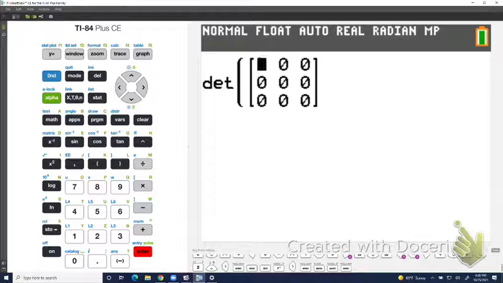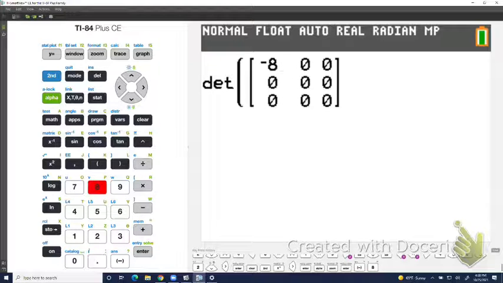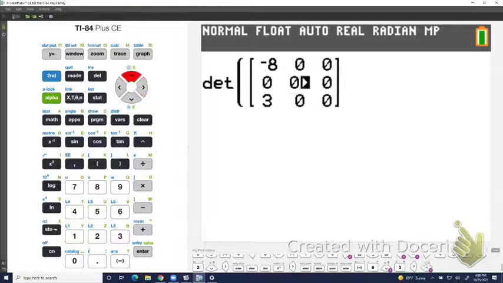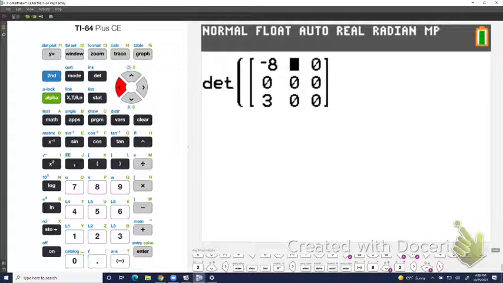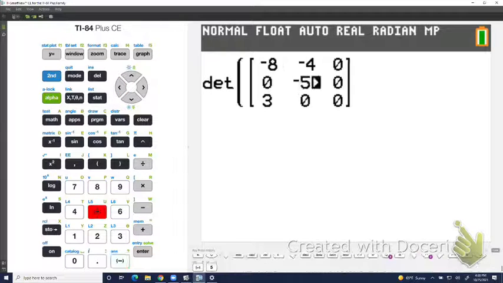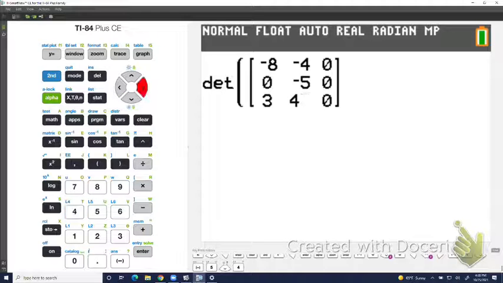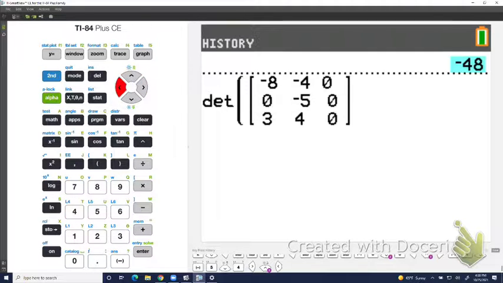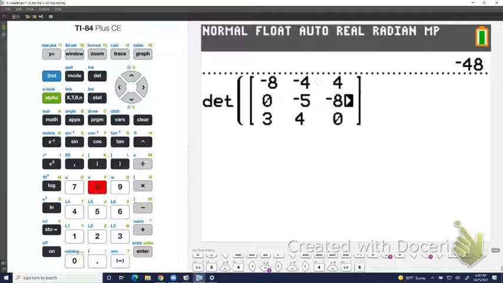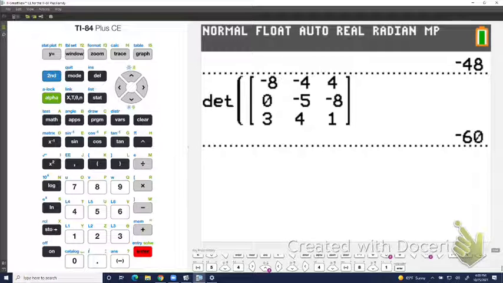So for this one, this is 2B. So this is -8, 0, and a 3. The middle column is a -4, -5, and 4. And the last column is 4, -8, and 1. And press enter, you get -60.